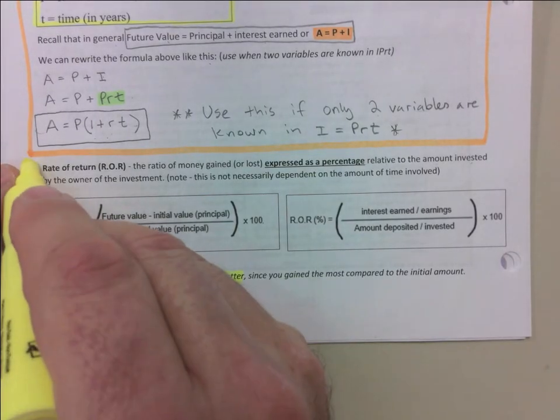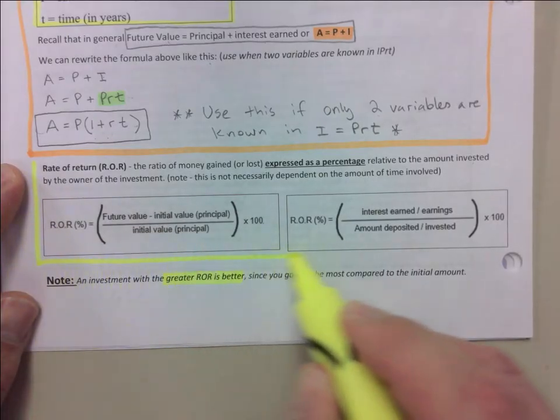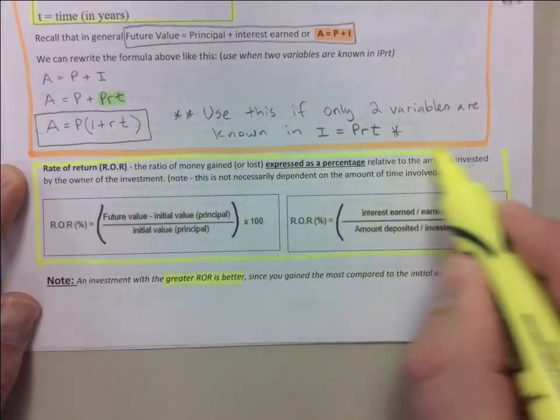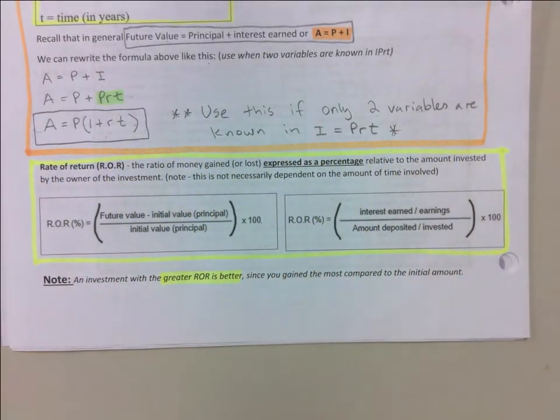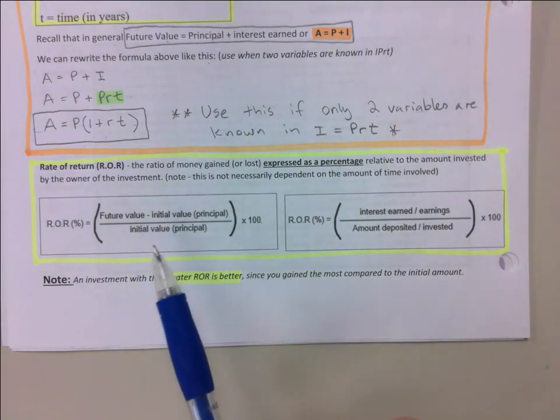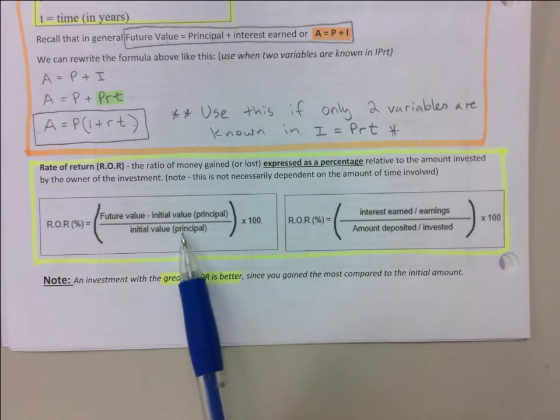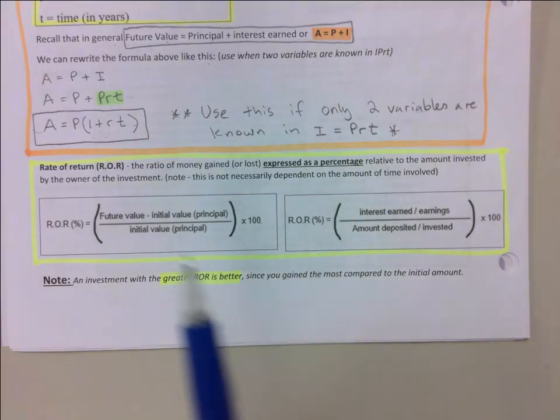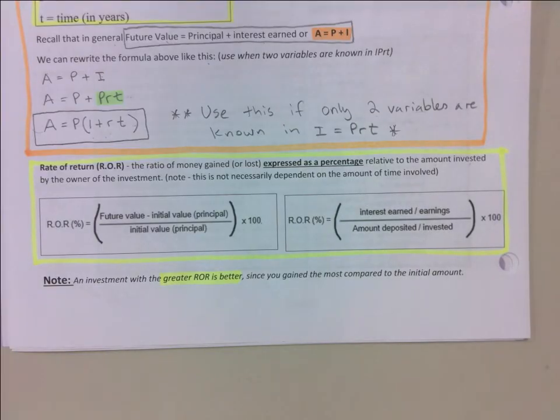So I will highlight this as well. Just make it appear on your study sheet as well. You're going to need the rate of return. So sometimes this one is more beneficial. Sometimes this one is more beneficial. So have them both on your study sheet. Okay? Have them both, please.